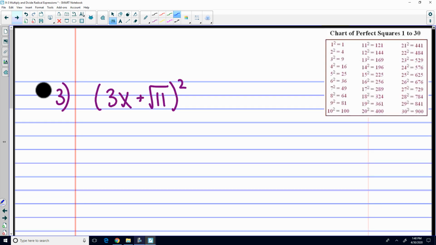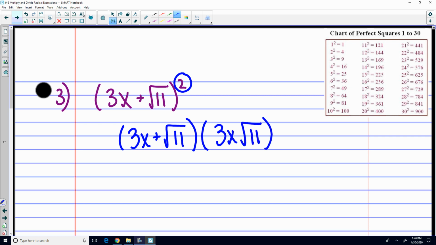Number 3. All right. Now, let me write this, and then we'll see if you remember what we have to do. I'm squaring this whole thing. So I have 3x plus the square root of 11 times 3x plus the square root of 11. That looks like 2 binomials. So I am going to either FOIL, first, outer, inner, last, or I am going to box method it. You have to choose one of the two.